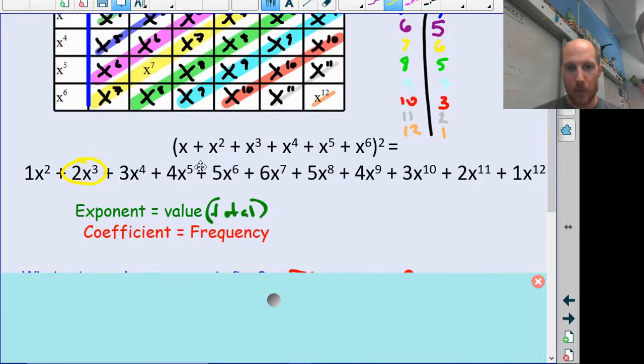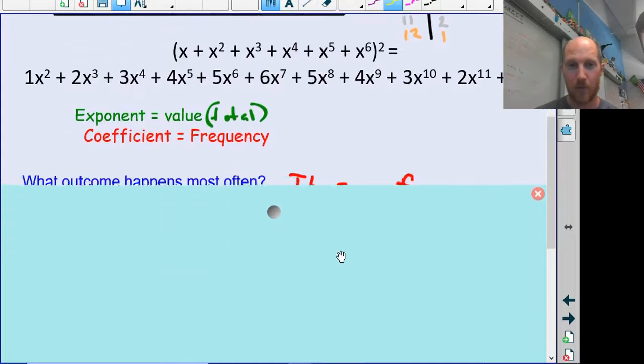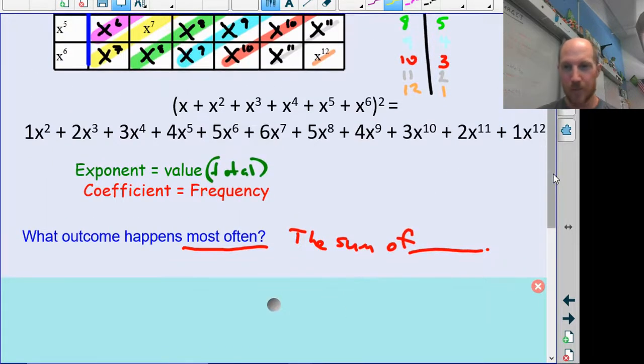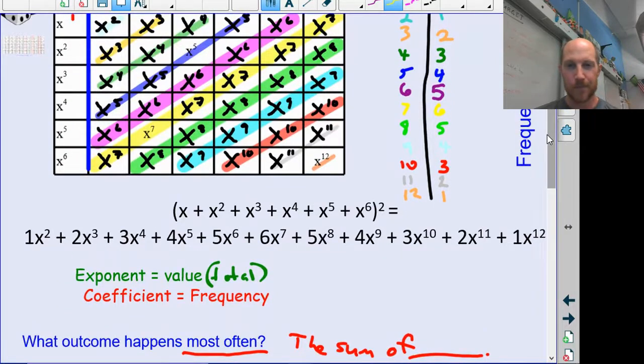So from either that frequency table or from the combined like term version of our algebra expression, we can do a little bit of analysis here. What outcome happens the most? Give me a minute to think. All right, well, the thing that happens the most is going to have the highest frequency. So the highest frequency was 6, but the sum is 7. Or you could see that in the original table, there are more 7s, x to the power of 7, than anything else. So the sum of 7 is going to happen most often.